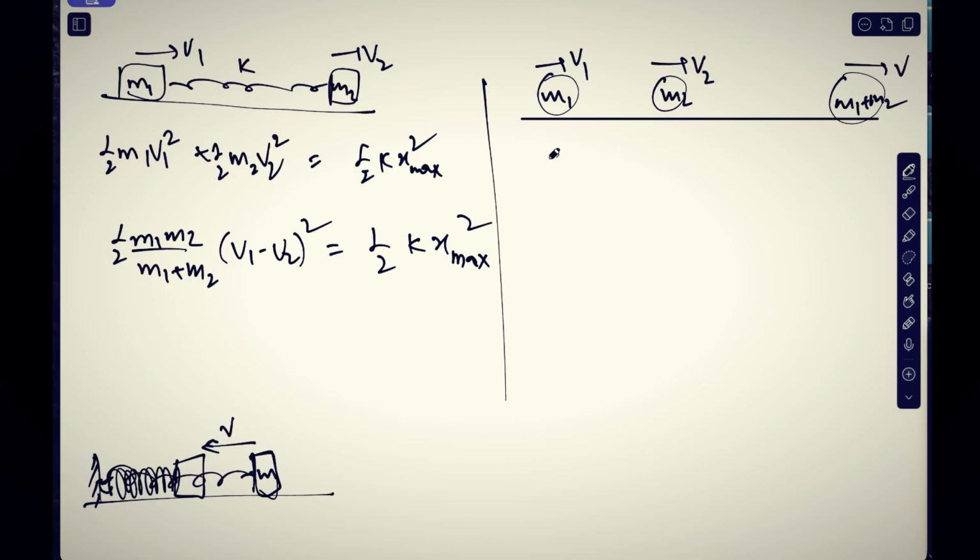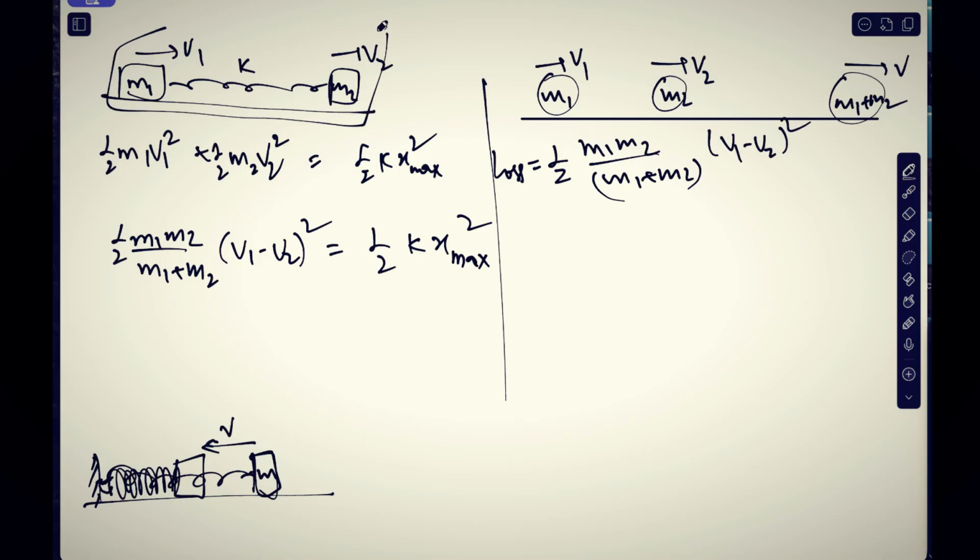So here also, what is the maximum heat which is going to be lost? So the loss is going to be half m1 m2 by m1 plus m2 times (v1 minus v2) whole square. From where does it come? To see this, what I am saying is that this system will have a certain momentum which cannot be changed. What momentum? The momentum which it was having initially.